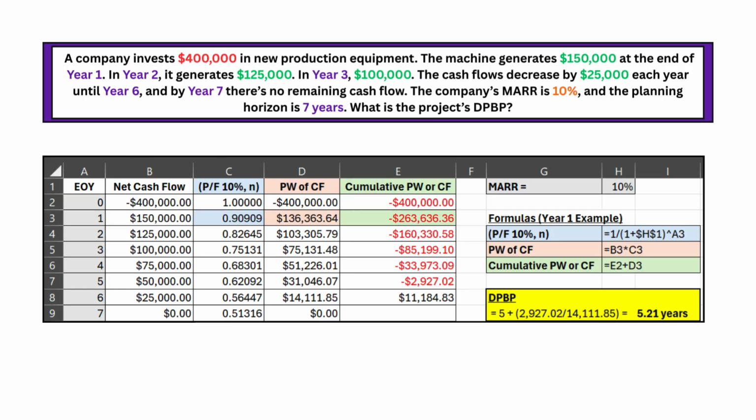To find the exact timing, we interpolate. We take the remaining unrecovered amount at the end of year 5 and divide it by the discounted cash flow in year 6. When we do that calculation, the discounted payback period comes out to approximately 5.21 years. If we assume end-of-year cash flow convention only, we would report it as 6 years. But with interpolation, we can estimate it more precisely. Notice something critical. The regular payback period would have occurred sooner. Discounting delays recovery because future cash flows are worth less today. That's why discounted payback is always equal to or longer than the traditional payback period.